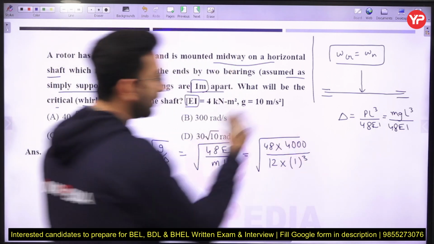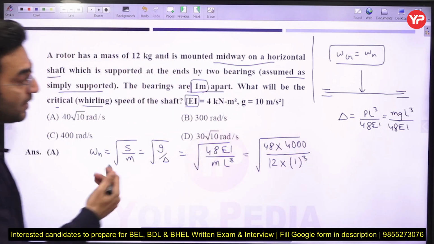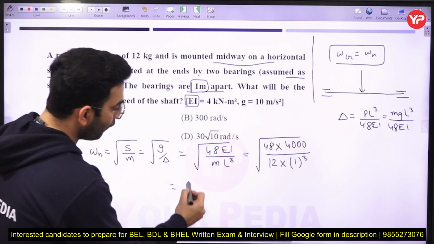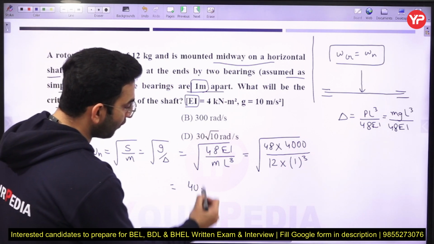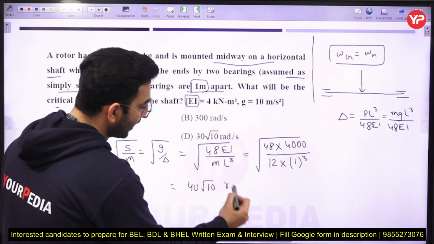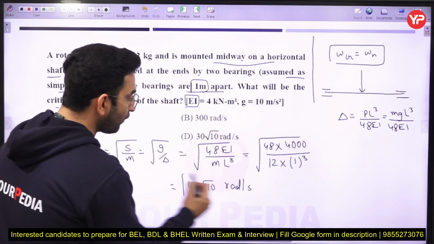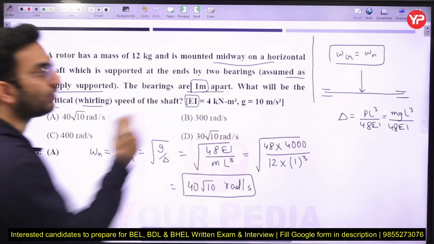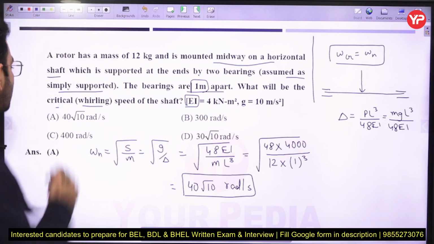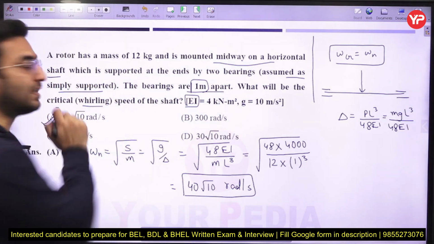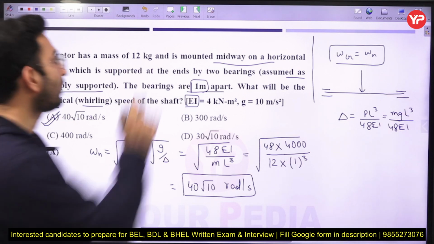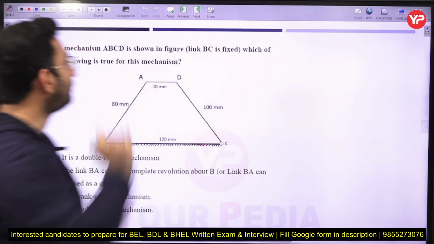If you solve this entire expression, you will get the answer as 40 under root 10 radian per second. So we can say that 40 under root 10 is the natural frequency of the shaft, which is equal to the critical speed of the shaft. So option A is the correct answer for this part. Now let us move to our next part.